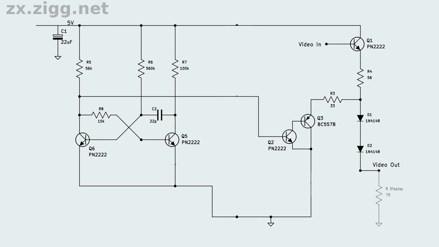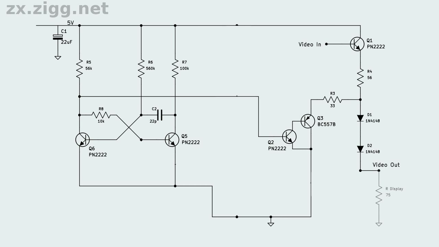To set the duration of the back porch, I've used a standard 2-transistor monostable circuit. Normally Q5 is off, Q6 on, and capacitor C2 discharged. If an external signal should briefly pull the voltage at Q5's base above approximately 0.6 of a volt, it will switch on, causing the voltage on both sides of C2 to be pulled down to about 0 volts. This forces Q6 off, and the voltage at its collector is pulled up to 5 volts by R5.